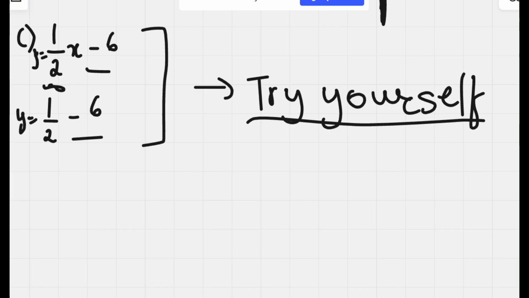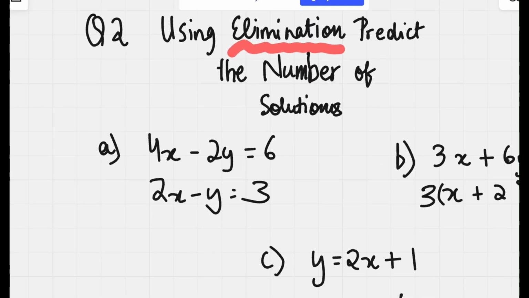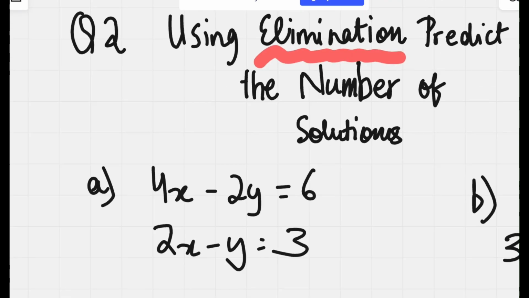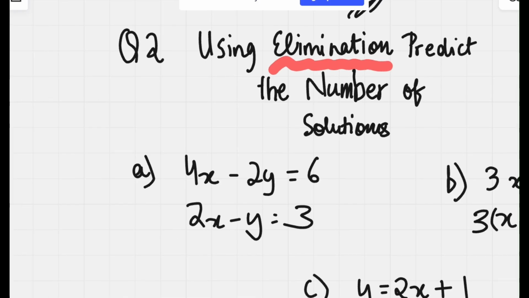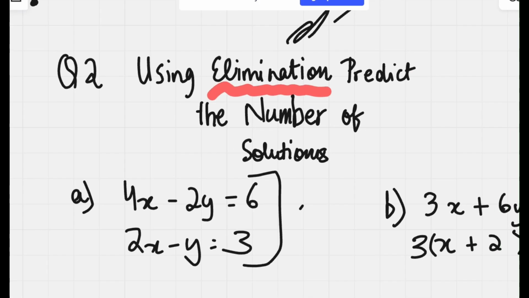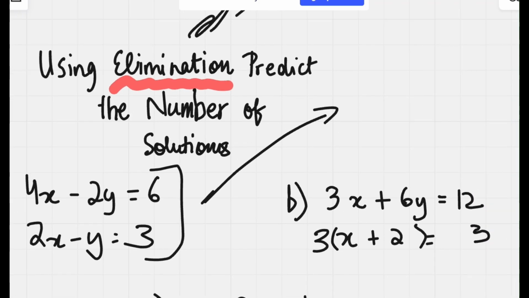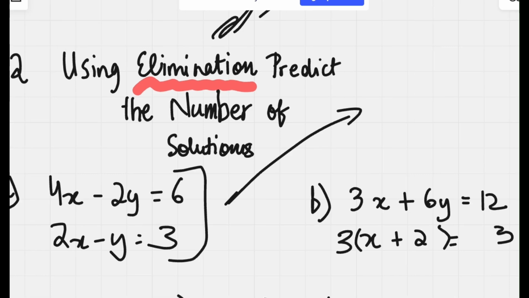Okay, now let's move on to using elimination to predict the number of solutions. And how can we do that, you may ask? It's okay if we all don't understand at once, and I'm here to teach you guys, right? So let's say we have this. Let's do it up here actually, easier to see for you guys. Okay, let's say we have 4x minus 2y equals 6 and 2x minus y equals 3.